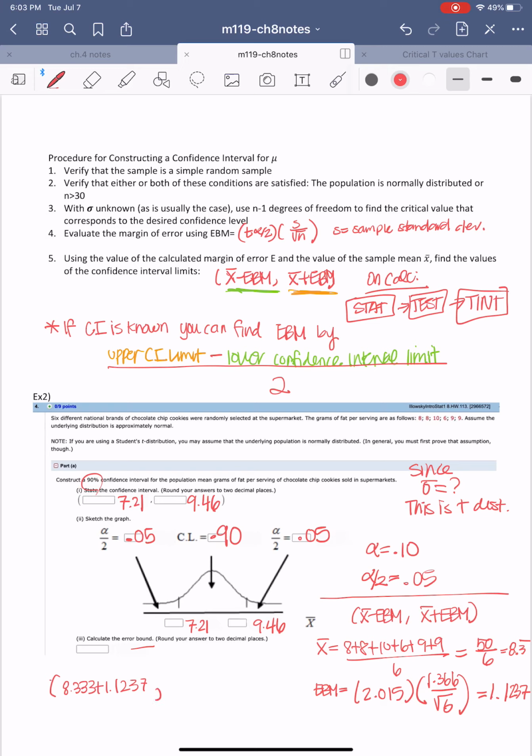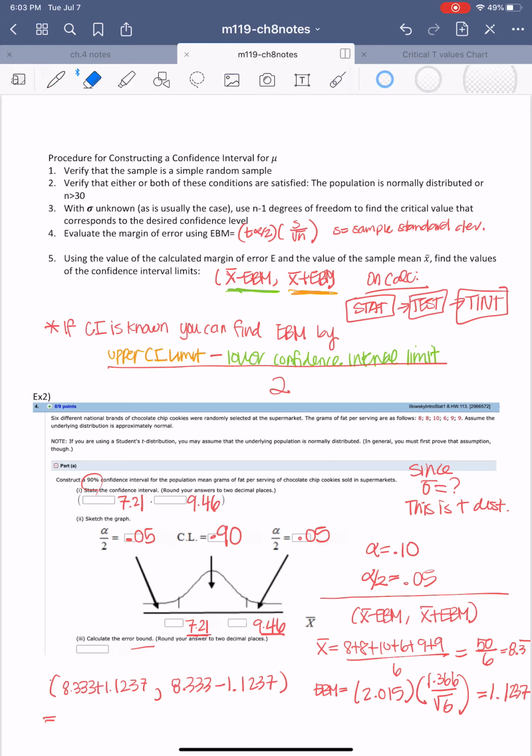So your confidence interval will be 8.333 plus 1.1237, and 8.333 subtract 1.1237. Should be 7.21, 9.16 when you round it. So let's check it. 8.333 plus, oops, I switched it around. Since you have a lower limit first, let's do that as well.